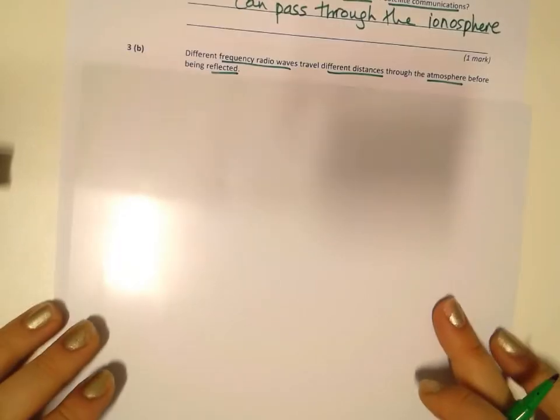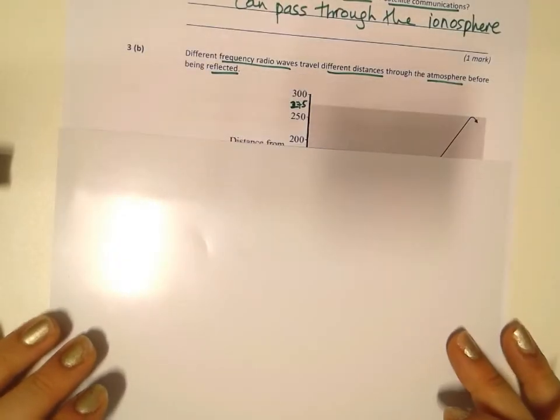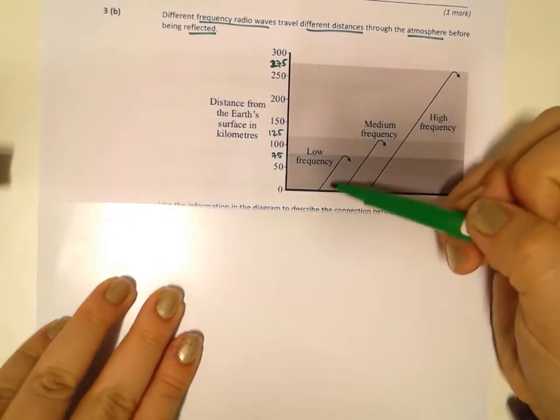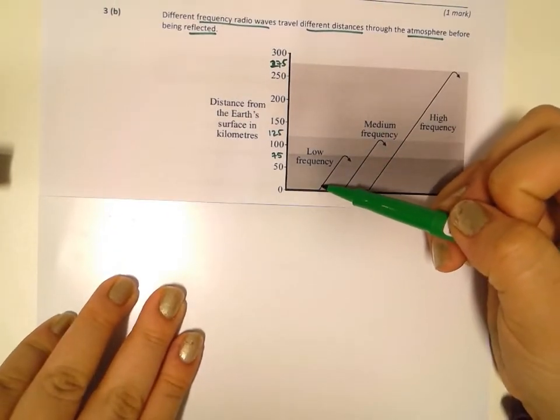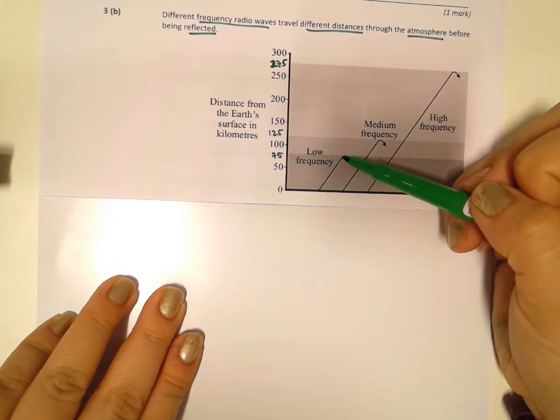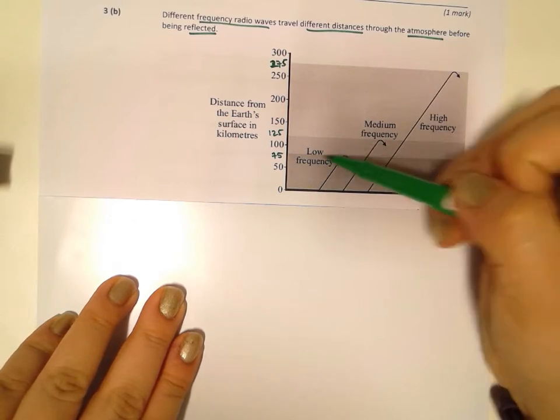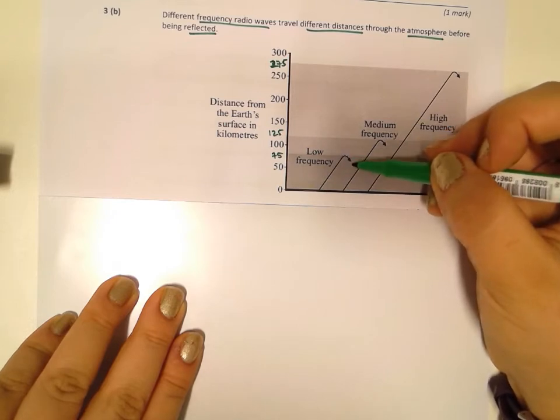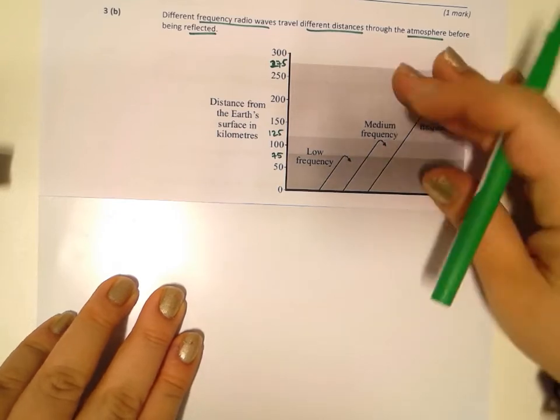Here we have a graph next which shows different frequency radio waves can travel different distances before they're reflected. So we can see here low frequency radio waves will hit about 75 kilometers from the Earth's surface and then be reflected. So in each case it's been reflected.